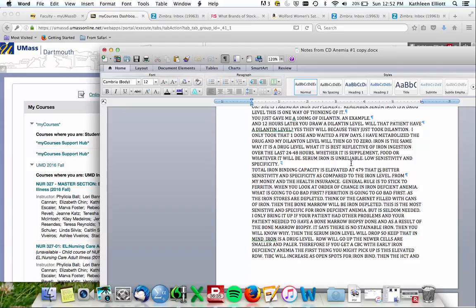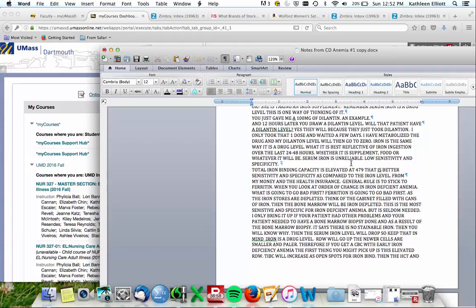I only bring it up if your patient had other problems and needed to have a bone marrow biopsy done, and as a result of the biopsy, it says there is no stainable iron. Then you will know why. Then the serum iron level will drop, so keep that in mind. Again, iron is a drug level.